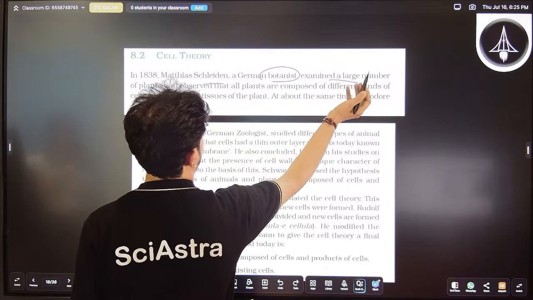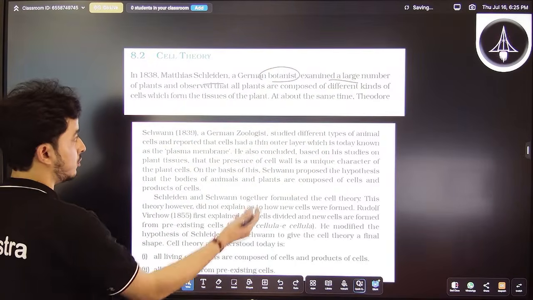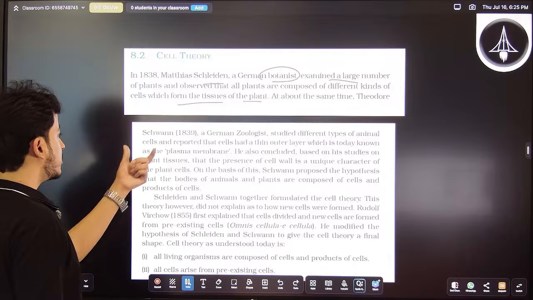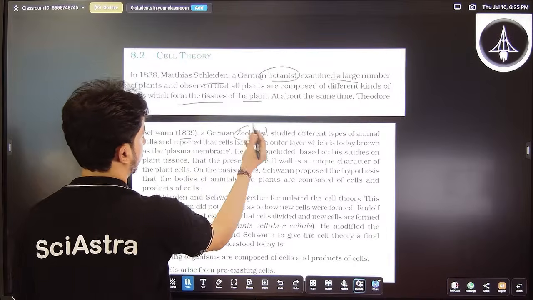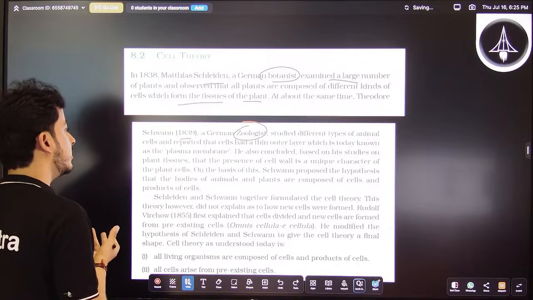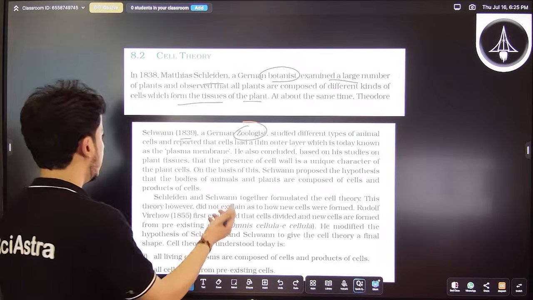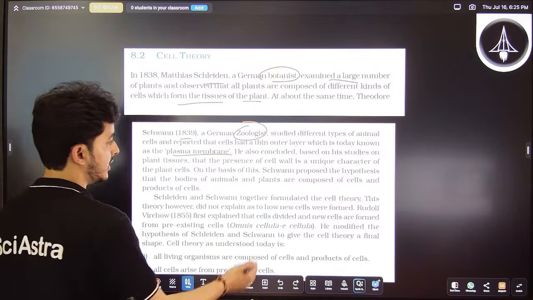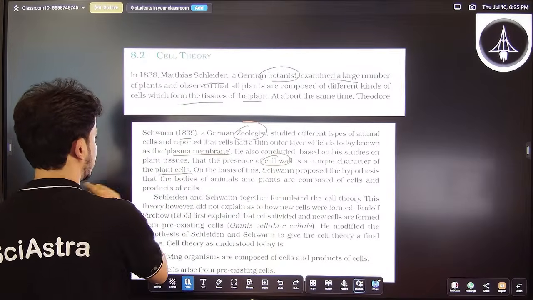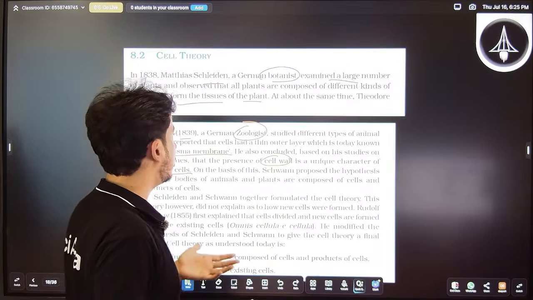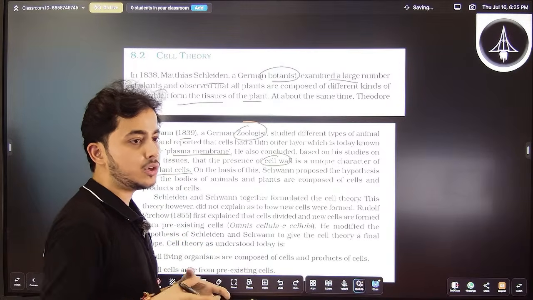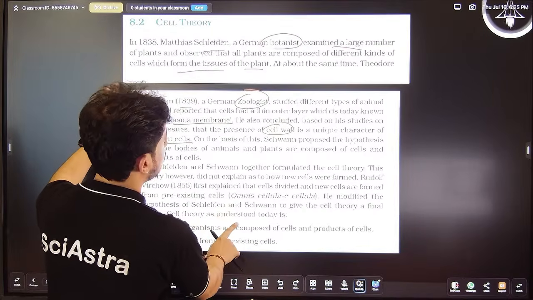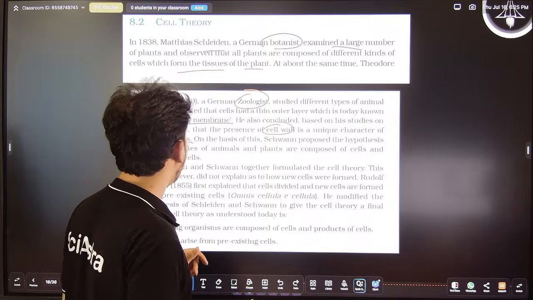Schleiden, a botanist, examined a large number of plants and observed that all plants are composed of different kinds of cells, which form the tissues of the plant. And then comes Schwann in the year 1839, a German zoologist, who studied different types of animal cells and reported that cells have a thin outer layer that is today known as the plasma membrane. He also concluded that the presence of a cell wall is a unique character of plant cells. So these were their independent studies because they were botanists and zoologists, but in the cell theory they didn't mention it. I hope these clippings are clear, as they are readable.